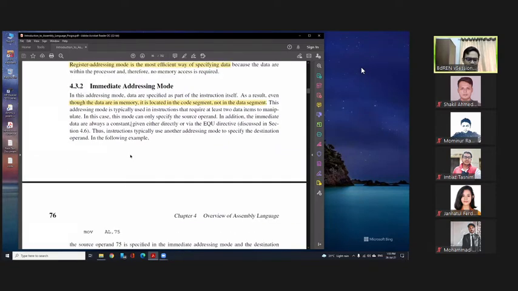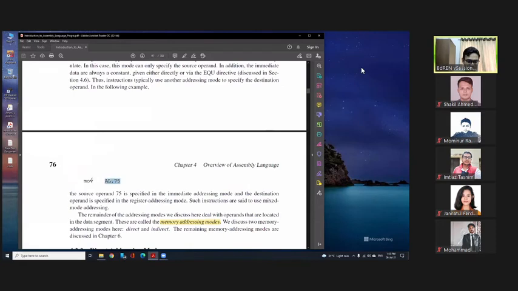We know that, as I have just said earlier, our code is in the code segment of the memory, but our data, like for example this one, is actually in the data segment. But if you have the data inside the instruction like this, then whenever the processor executes it, it doesn't need to go to the data segment of the memory to get the value, because it is already in the code segment. It is already inside the code, so you don't need to go somewhere else.